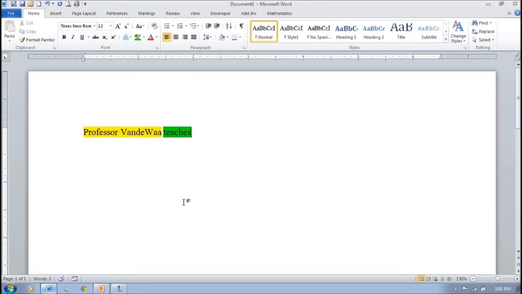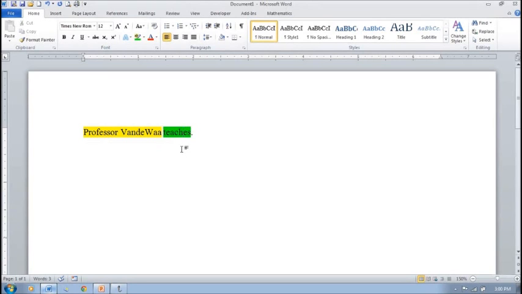Right here we have the 2 important things for a complete sentence, so we can finish our sentence with a period. We have a subject, Professor VandeWaa, and we have a verb that tells us what Professor VandeWaa is doing, or what he does, he teaches. So Professor VandeWaa teaches is a complete sentence.